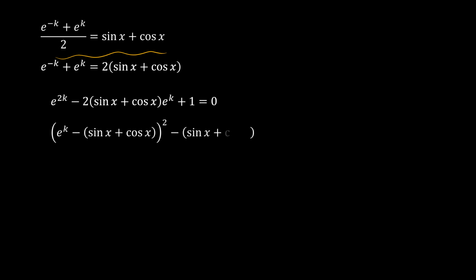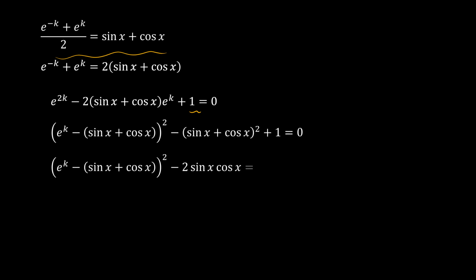And so this becomes (e to the power k minus (sin x + cos x)) squared, minus, obviously, the square of (sin x + cos x), plus this 1 still there, equals 0. And the square of (sin x + cos x) is sin squared x plus cos squared x plus 2 sin x cos x. And since sin squared x plus cos squared x equals 1, that negative 1 cancels with this 1. And so you are left with (e to the power k minus (sin x + cos x)) squared minus 2 sin x cos x. Take this to the right hand side, and so we have (e to the power k minus (sin x + cos x)) squared being equal to 2 sin x cos x.